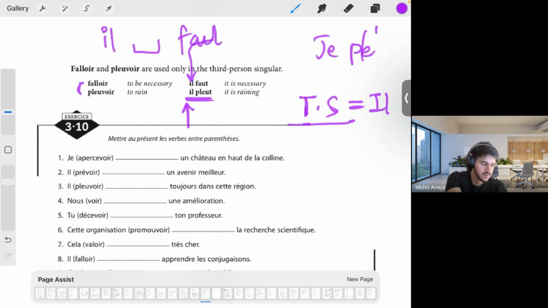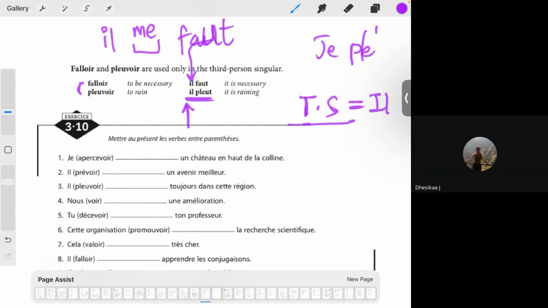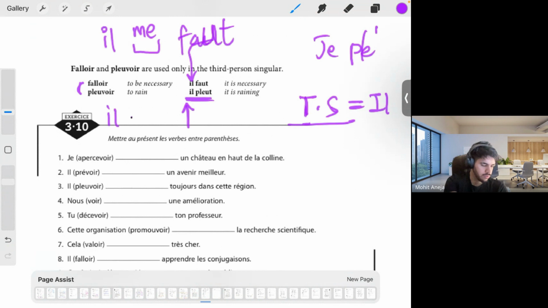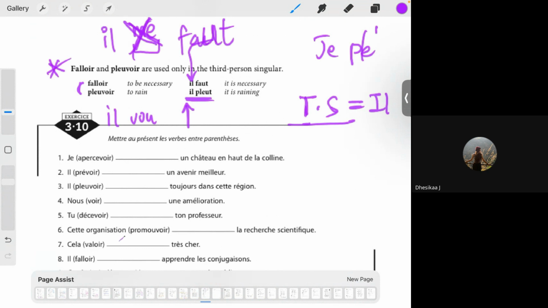We'll also learn some subject pronouns that come in between these. So il faut is written like this, but it's also written like this: il me faut. Il me faut. It's necessary for me. Il vous faut. The French people actually eat this word. Il faut que, blah blah blah. Il vous faut que, blah blah blah. We'll read this in detail if we are preparing for some exam, but for right now, we will do this.